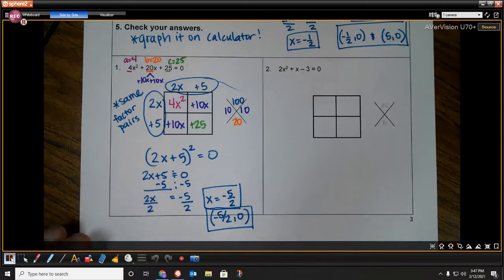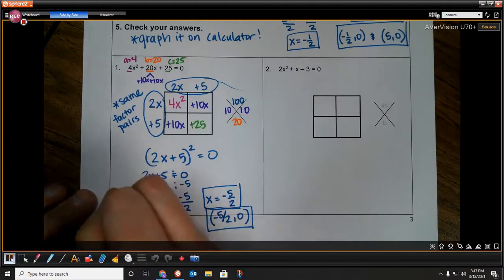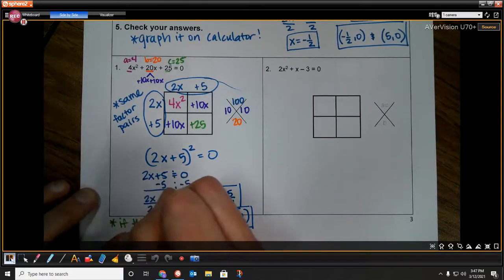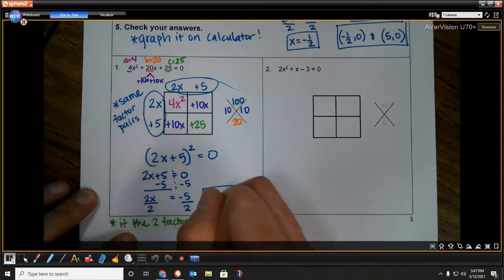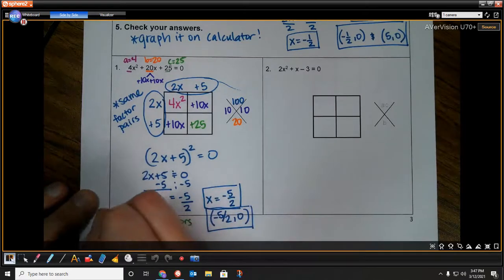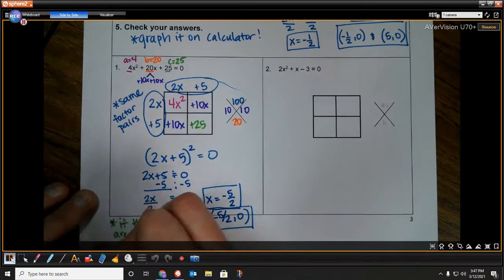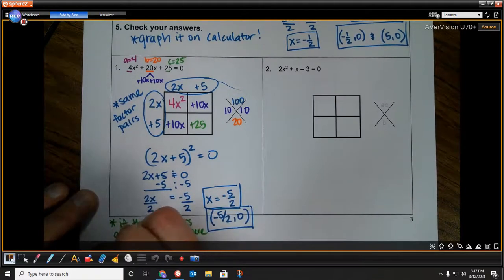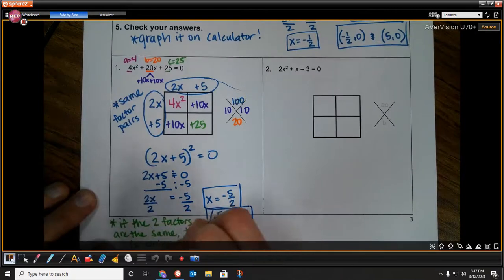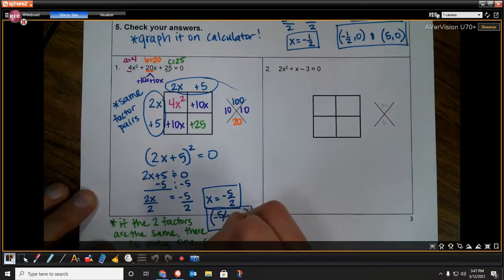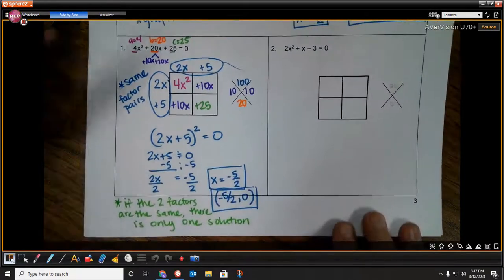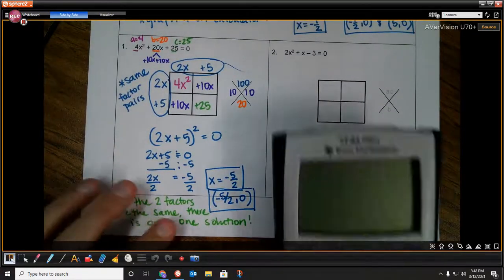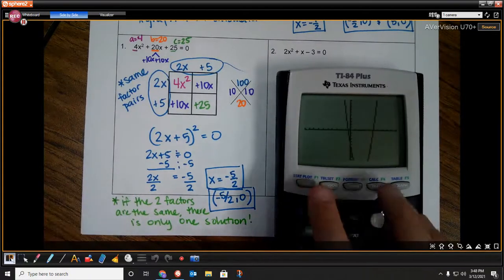And it's super important to remember that, guys, if the 2 factors are the same, there is only one solution. And guys, we actually see this to be true because you know what I forgot to do? I forgot to graph it. That's the first thing you're always supposed to do.